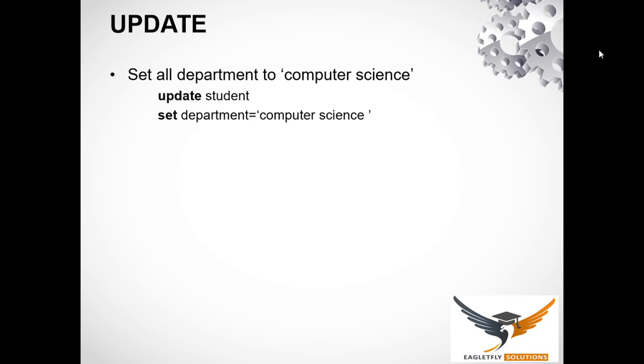Let's look at how to update. Set all departments to computer science. Update student set department is equal to computer science. So wherever the department is anything other than computer science, it will be set to computer science for all of the students.